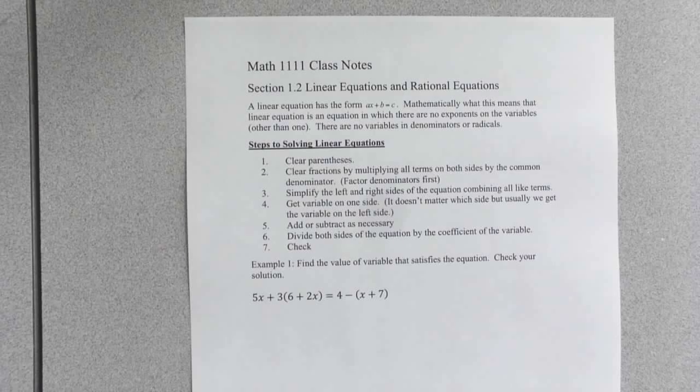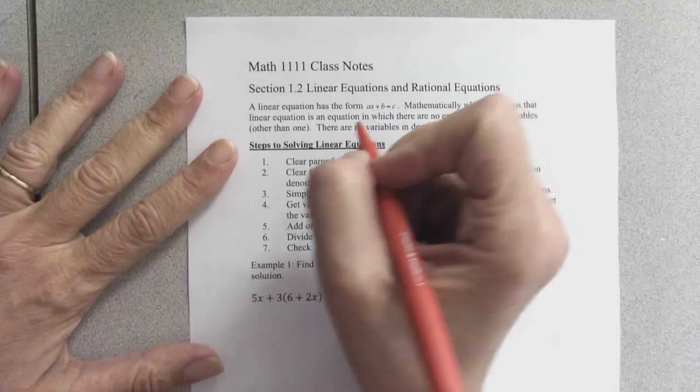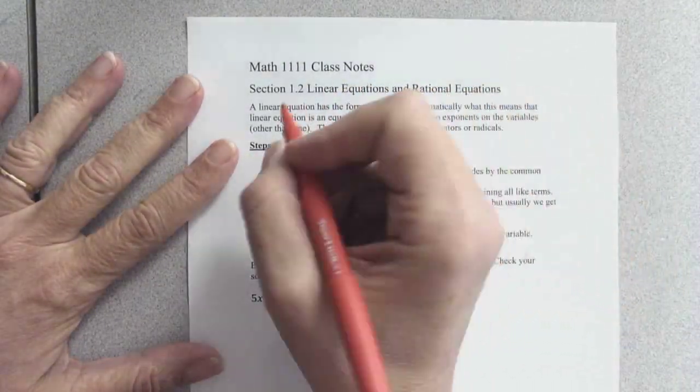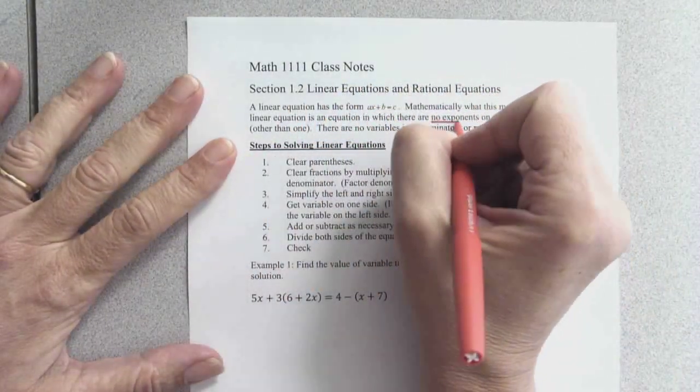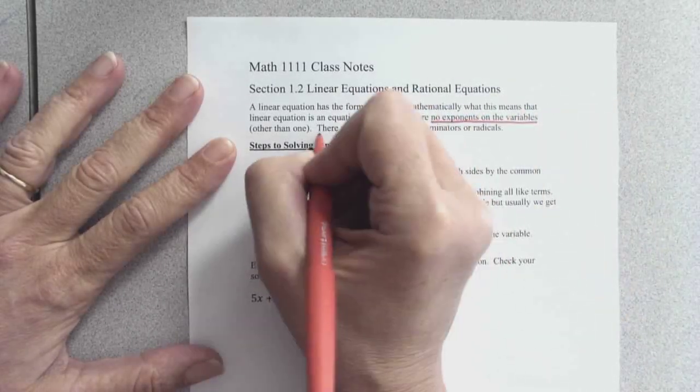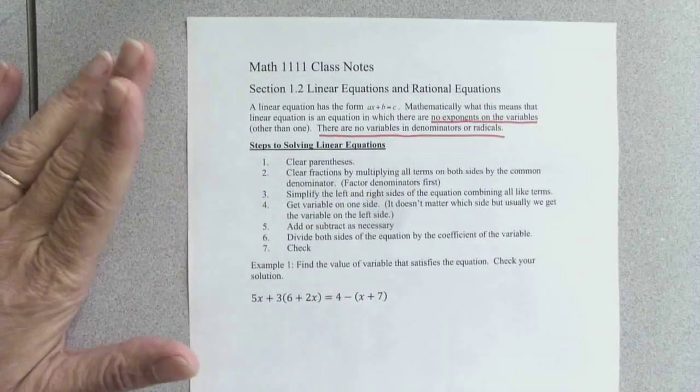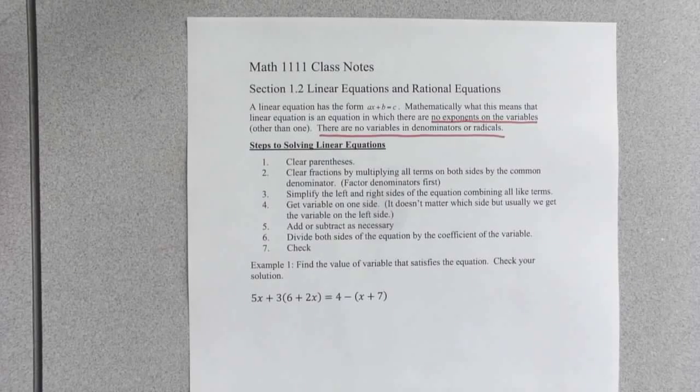So, starting with linear equations. A linear equation has the form ax plus b equals c. Mathematically, what this means is a linear equation is an equation in which there are no exponents on the variables other than 1. There are no variables in denominators or radicals. So the basic idea here is that there are no exponents on the variables. There are no variables in radicals or denominators. And when we have those things, that is a linear equation.